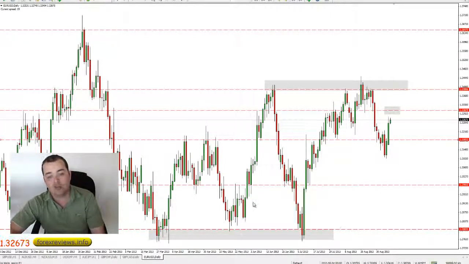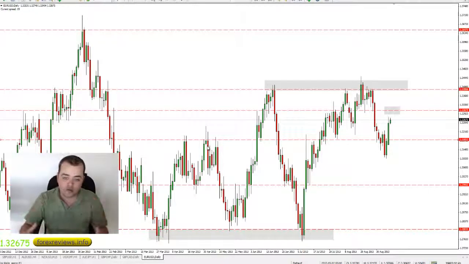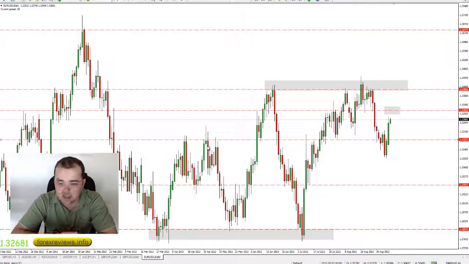Okay? So what I'm trying to say is identifying these major resistances and major supports in order to understand the order flow. Where are people willing to risk the most amount of money? And that's basically it in a nutshell, guys.